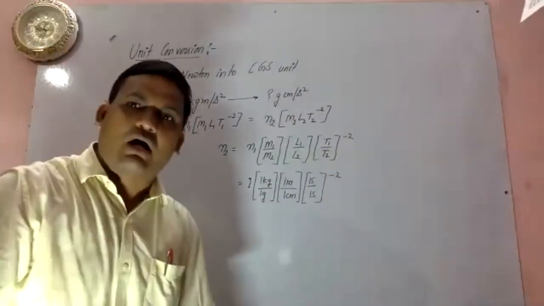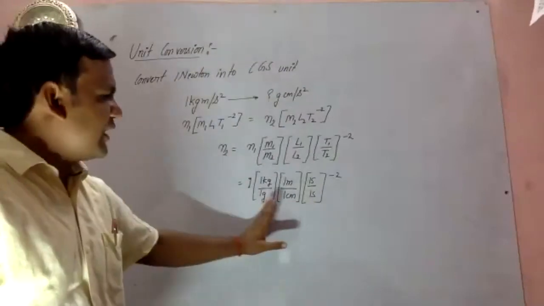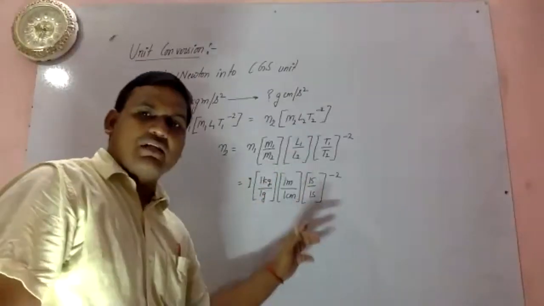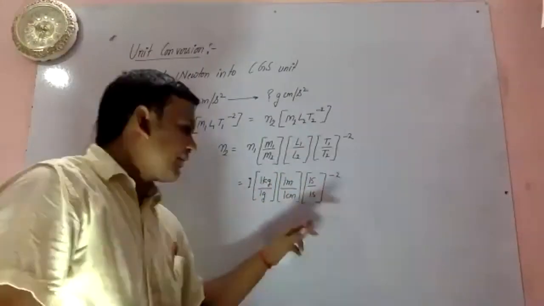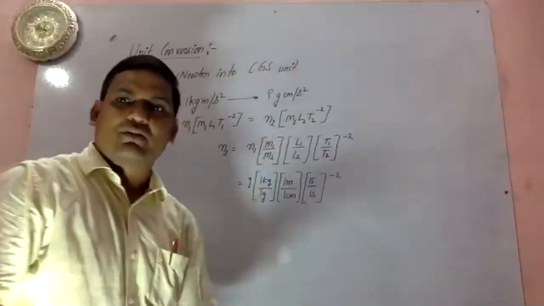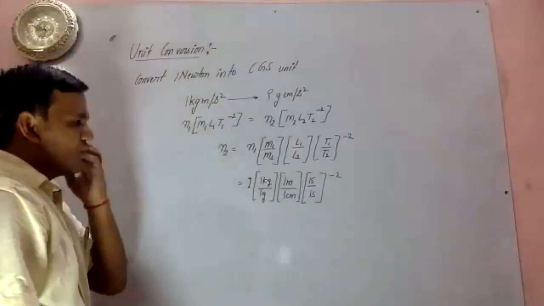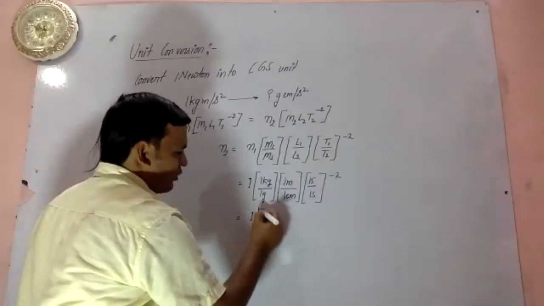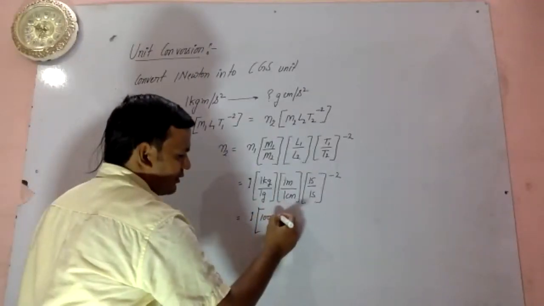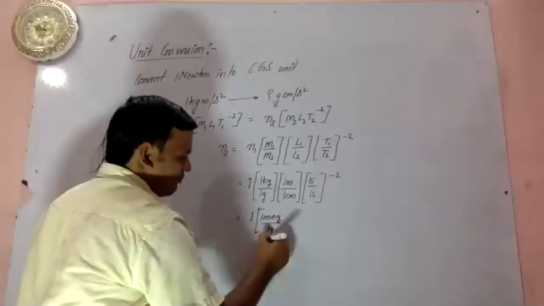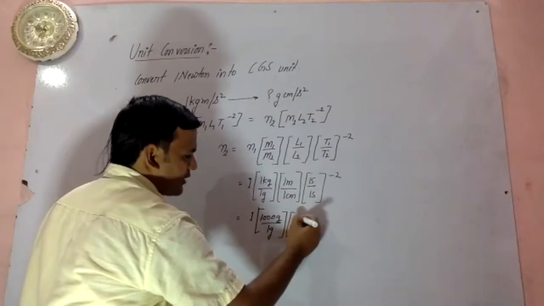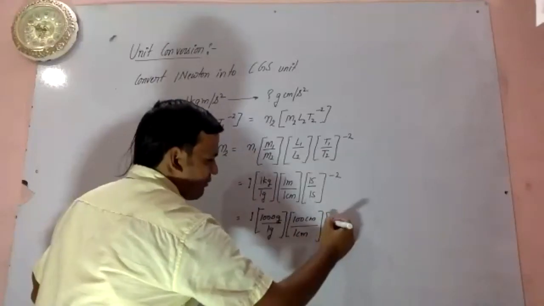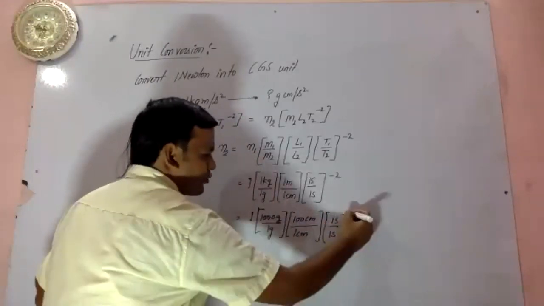So what you need to do now is convert this physical quantity into the same unit. Either you can convert kilogram into gram, or meter into centimeter, or gram into kilogram, or centimeter into meter. So this should be in the same unit. So we can just convert kilogram into gram. You know 1 kilogram is equal to 1000 gram, so 1000 gram upon 1 gram, and 1 meter is equal to 100 centimeter upon 1 centimeter, and 1 second will be 1 second itself to the power minus 2.